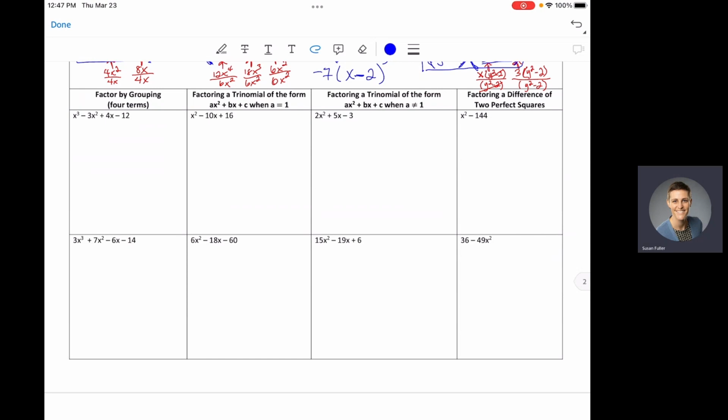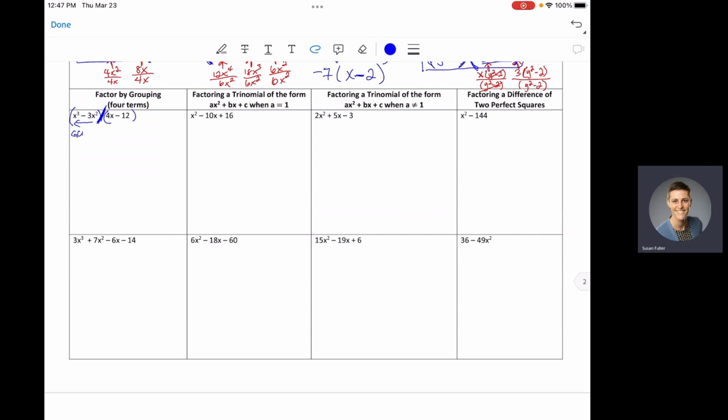So now we're going to chop this in half. I like to just draw a line right here and separate these into 2 pieces. You've got this group here and this group here. You're going to, one at a time, take the greatest common factor out of each group. So let's look at this left side: x to the third minus 3x squared.